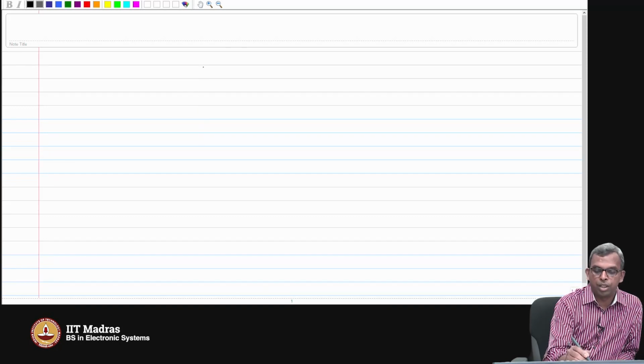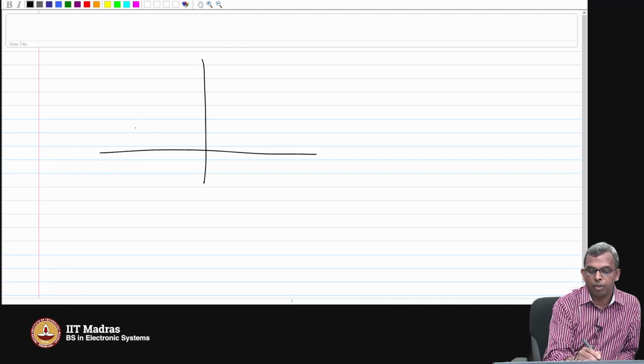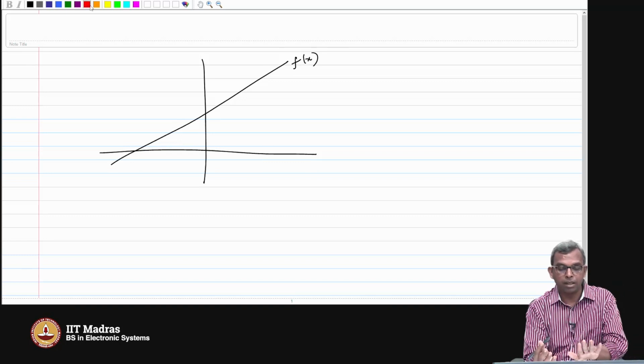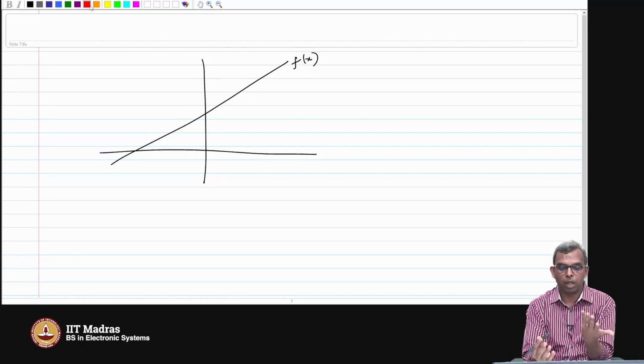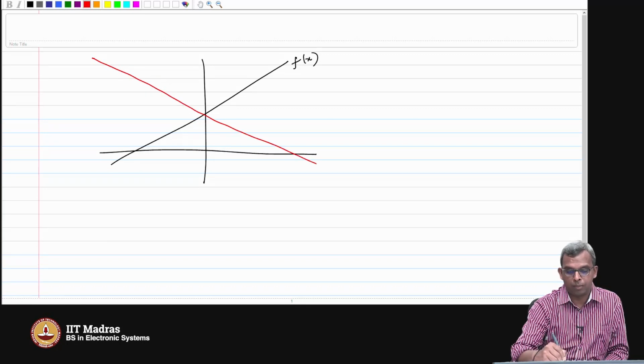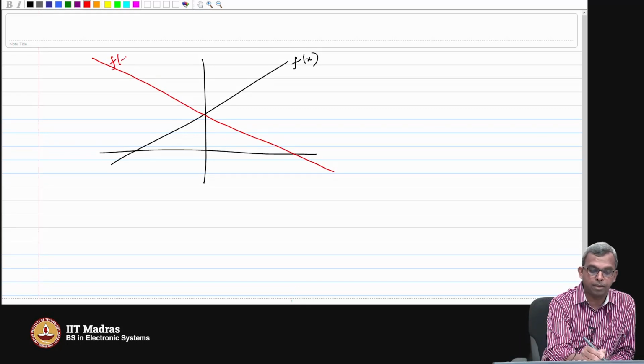If you have a function f of x, let's say f of x is like this. Okay, so this is f of x. How will you draw f of minus x? It's simply you have to reflect f of x about the y-axis. If you do that, you get f of minus x. So it will look like this. So this will be f of minus x.